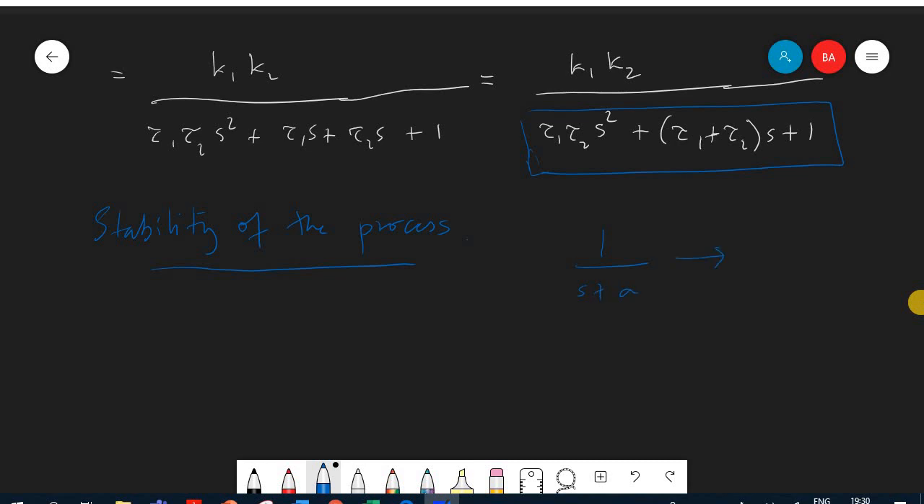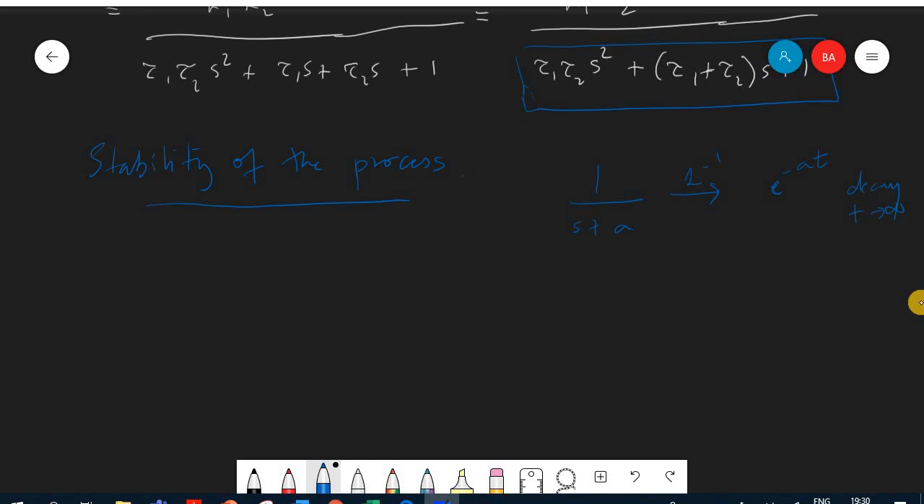if you take the Laplace inverse, I'm going to have e to the power minus at. And what does that mean? It means that it is stable. Why? Because if t approaches infinity, this will decay. This will be decaying if t approaches infinity, because I have here a negative pole, they call it a negative pole.